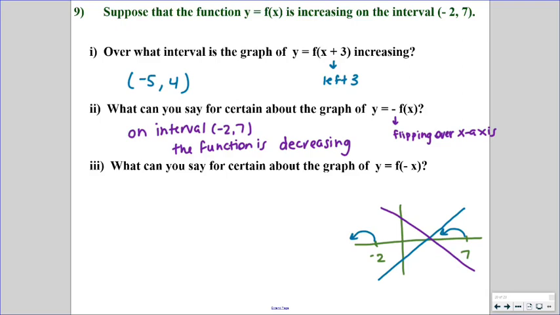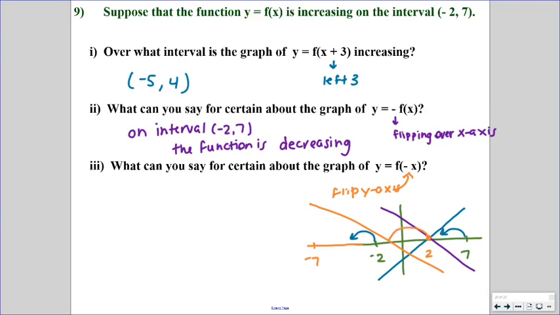Last one, what can we say for certain about the graph of y is equal to f of -x? Well, again, what are we doing here? We're taking all the x values, we're making them negative. So this is a flip over the y-axis. So go back to the original line that I drew in blue here. If I flip all of those points over the y-axis, what is that going to look like? Well, I've got to extend this graph here all the way out to -7 and +2. If I flip all the points on the blue line over the y-axis, it's going to look something like this.